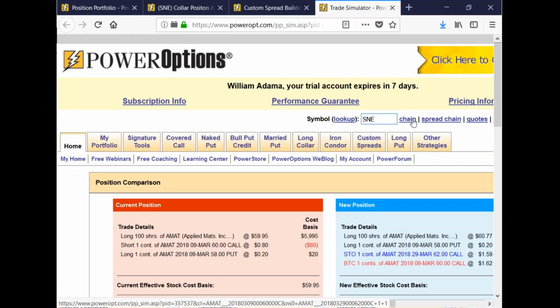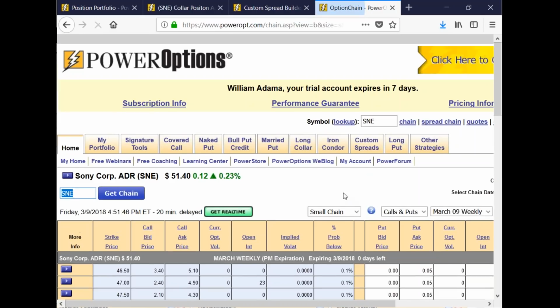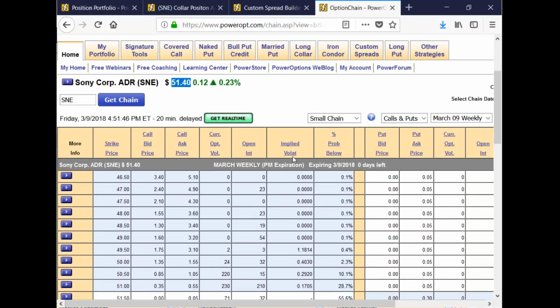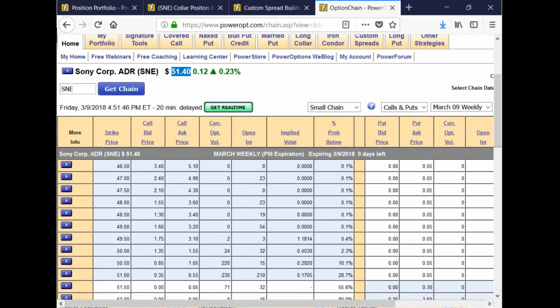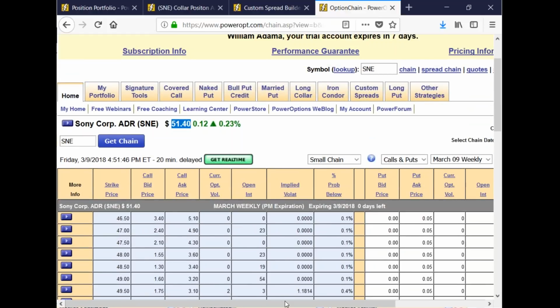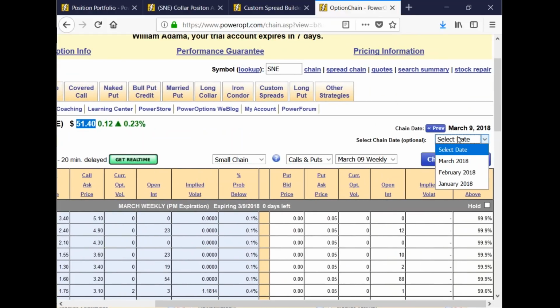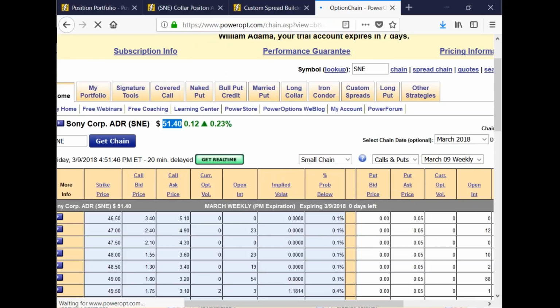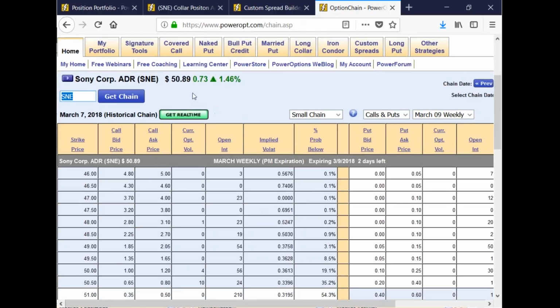Let me just go to the chain for SNE. The stock's at 51.40 right now. It's up only 12 cents. Okay. So let's say that yesterday, let me go back a day very quickly. I'll go to the 7th. And the stock was at 50.89.